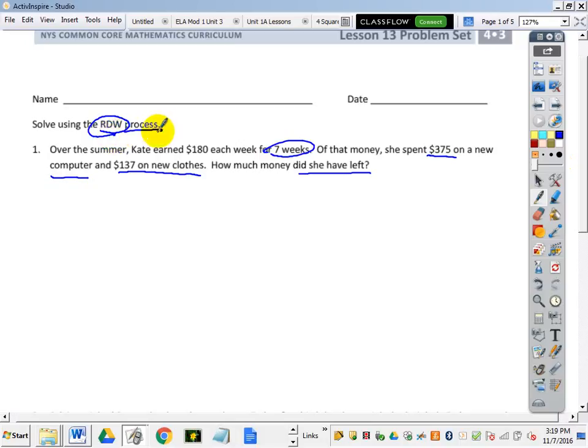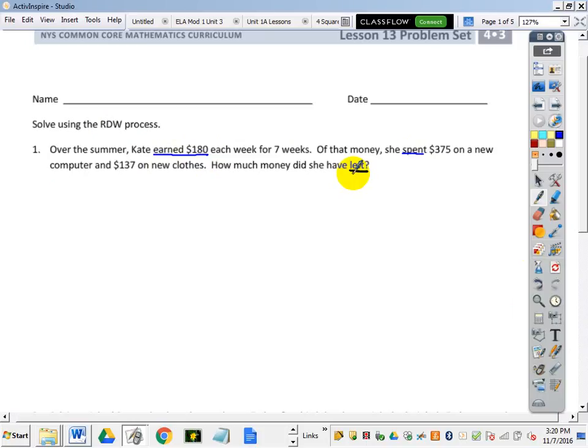This question about Kate. What does Kate do? She spends money and she earns money. Earning, and then she spends. How much money does she have left after she earns and spends money? Let's hope she earns more money than she spends.